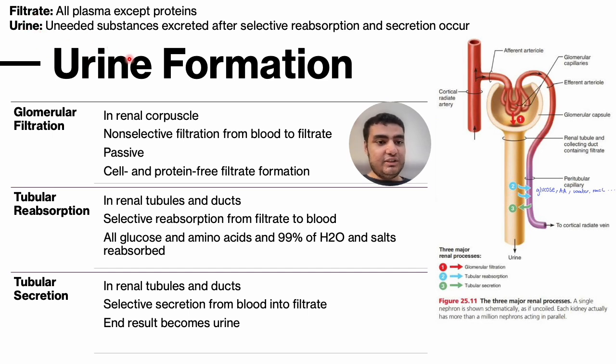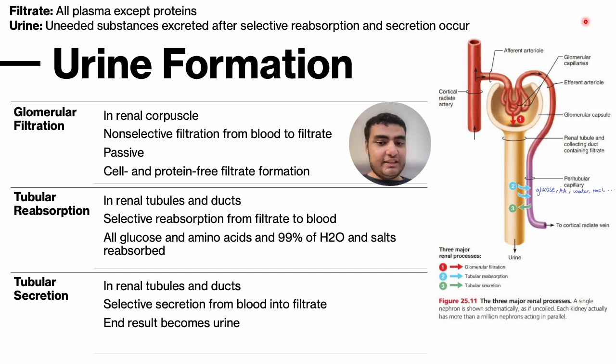The filtrate is all the plasma except for some proteins. So, the filtrate is basically what comes out of the glomerulus, the capillary tuft of the glomerulus. It contains almost all solutes and water except for the proteins which do not pass due to the podocytes. But again, no need to get into this.